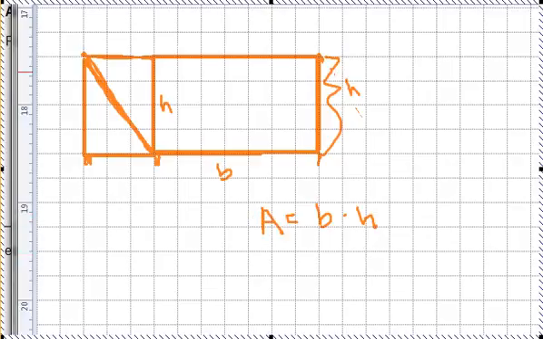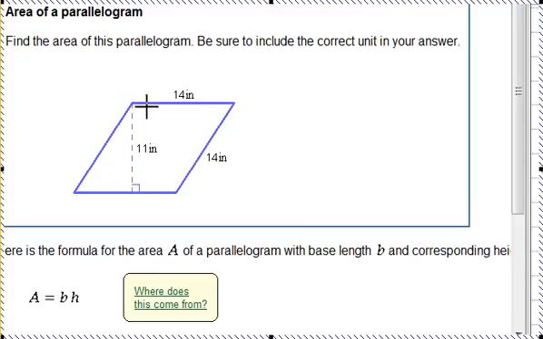So check this out, folks. The area of a parallelogram is simply the base times the height. And the base would be the measurement from one side over here all the way across. And the height would be 11. So the area of this parallelogram is 14 times 11. And it's really that simple. It's almost like finding the area of a square or a rectangle. However, the measurements are a little bit different.